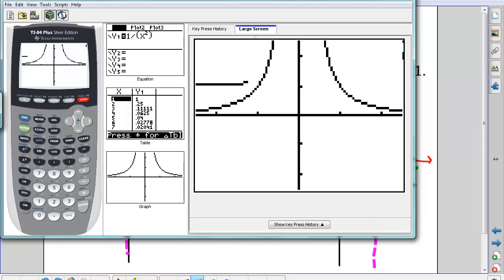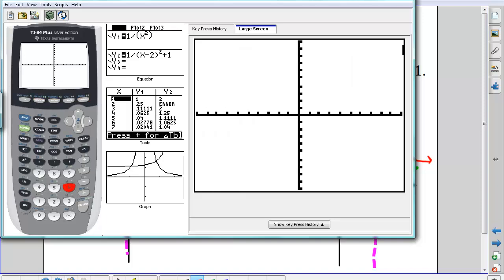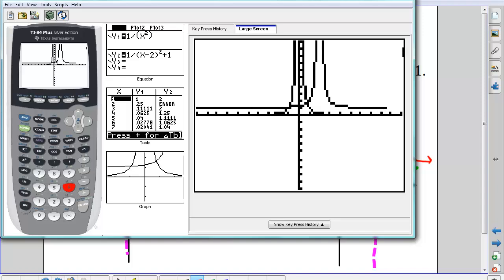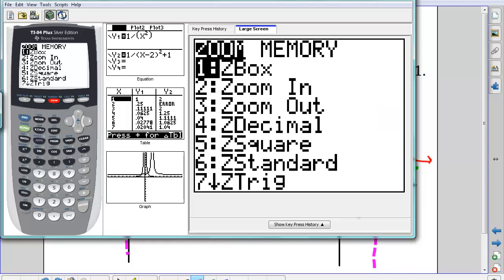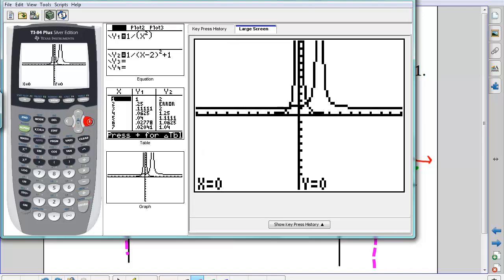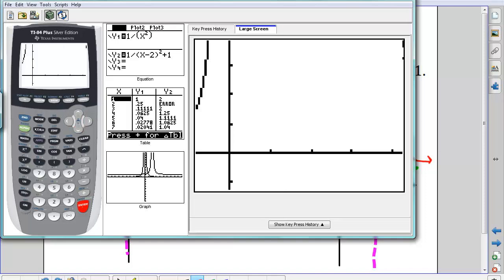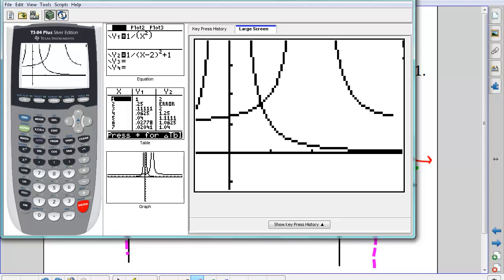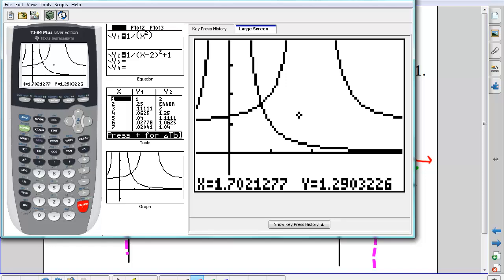So let's get our windows set back up here. And let me just zoom in where the interesting things are happening, which is kind of right in here. Okay, so there's the original graph, and then our new graph is shifted up 1 and to the right 2. So you can see that. It's basically what we expected to happen. Perfect.